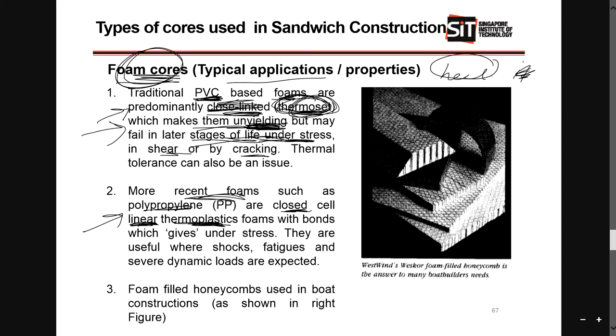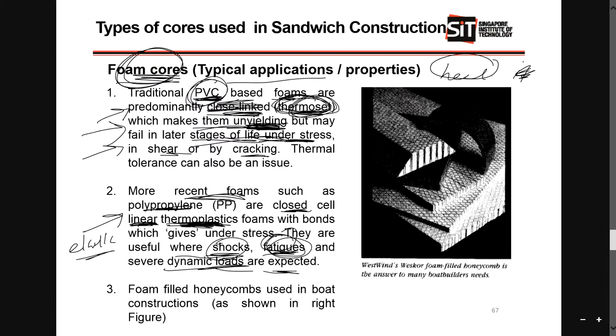For polypropylene, which is a thermoplastic, it's useful when shocks, fatigue, and severe dynamic loads are expected. So if you don't want your parts to deform, you use PVC. If you want shock resistance or fatigue resistance, you can use the thermoplastic, because thermoplastic is more on the elastic side, I believe. I don't know, but at least it takes in more energy, given a higher fatigue load.